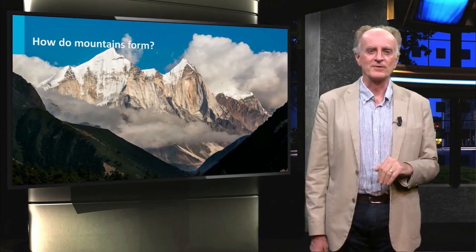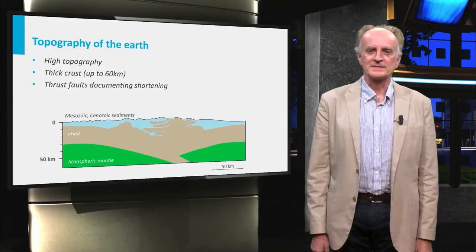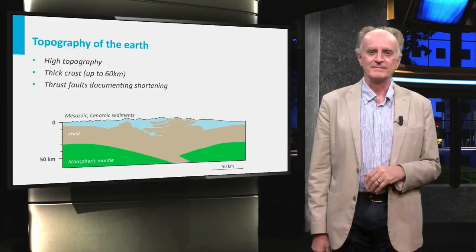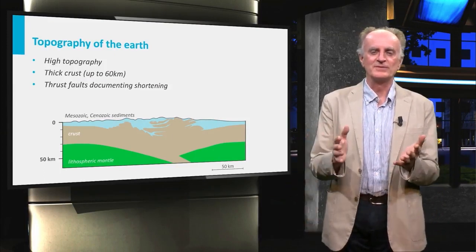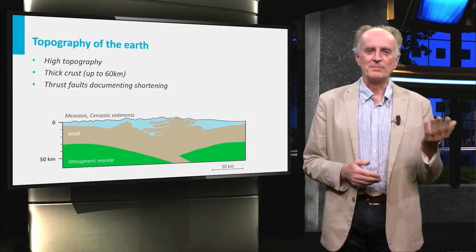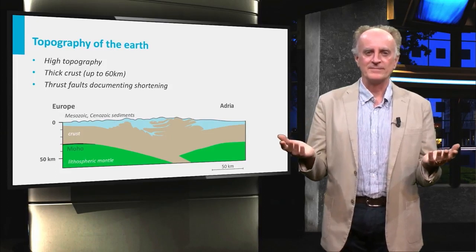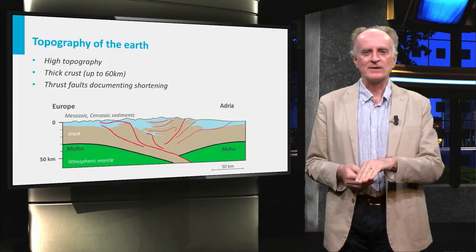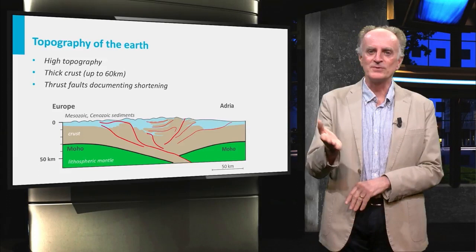How do mountains form? In the slide, you see a section across the Alps, a mountain belt where I have also been working for many years. Mountain belts like the Alps are formed by the collision between two lithospheric plates. In our case, these are the European plate in the north and the Adriatic plate in the south. The moho of the European plate deepens towards the south. The moho of the Adriatic plate, on the contrary, deepens towards the north.